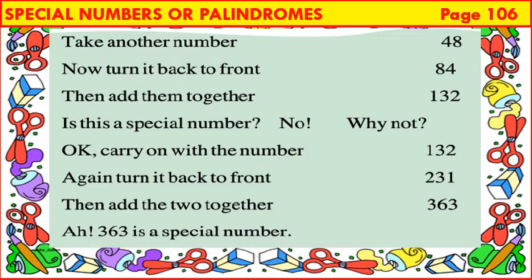So now consider 132. Reverse it. It becomes 231. Add both. We get 363. Now reverse this answer. So we again get 363 after reversing. So both are the same. So 363 is a special number.